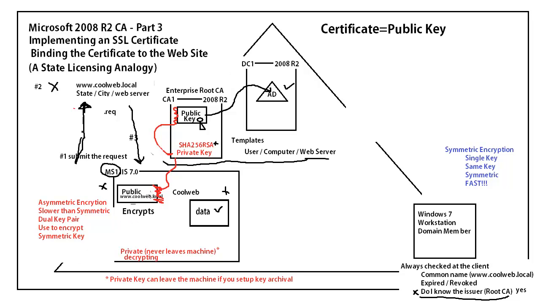And we do have the certificate in our hands. So as the owner of the shopping center, I have that certificate. Now I'm ready to actually bind it to the website. Or as the owner of the shopping center, I have the license. I'm ready to hang it up. In the IIS world, I have the certificate. I'm now ready to bind it. So what we're going to do is switch over to the server.